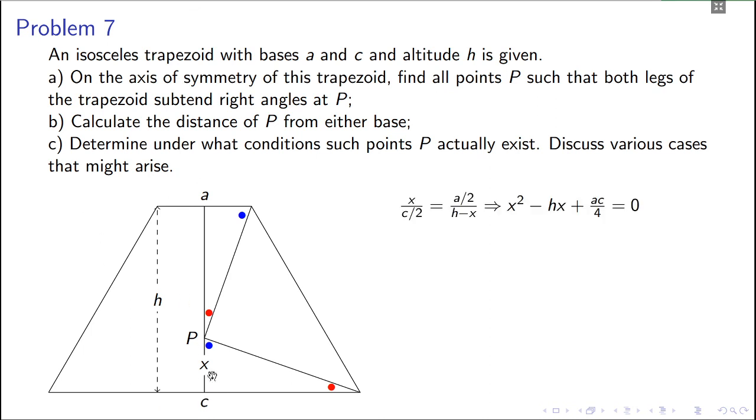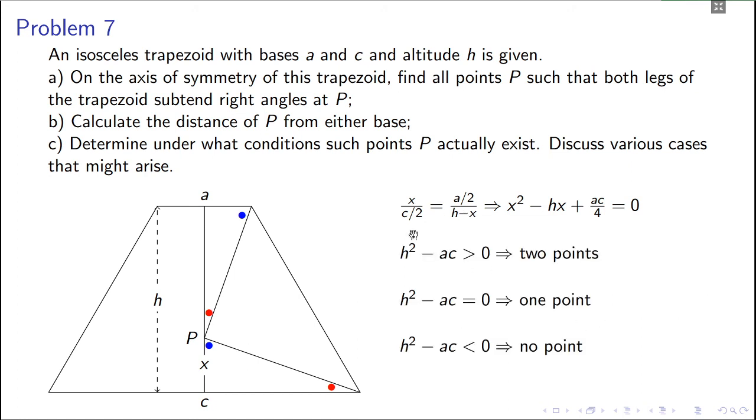And now I write the relation for the similar triangle. So x over c by 2. So x is the one opposite to red. So x over c by 2 will be equal to this a by 2 over this opposite to blue, it's h minus x. So write that and you get a quadratic, so that means obviously there are two possible values of p. So you look at the discriminant. So if discriminant is greater than 0, there are 2 points. If it's equal to 0, then it's 1 point. If it's less than 0, then there is no point. This was part 3.